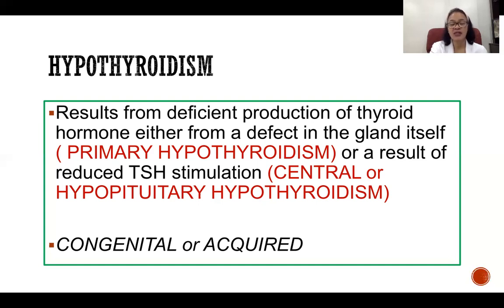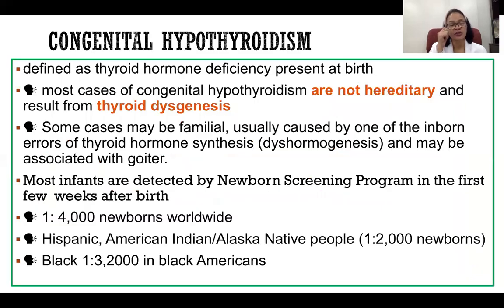So it could be congenital or acquired. For congenital hypothyroidism, usually the deficiency is detected at birth. Most cases of congenital hypothyroidism are not hereditary, okay? And most often it can be due to thyroid dysgenesis. Okay, some could be familial, caused by inborn errors of thyroid hormone synthesis. Or sometimes it could be associated with goiter.